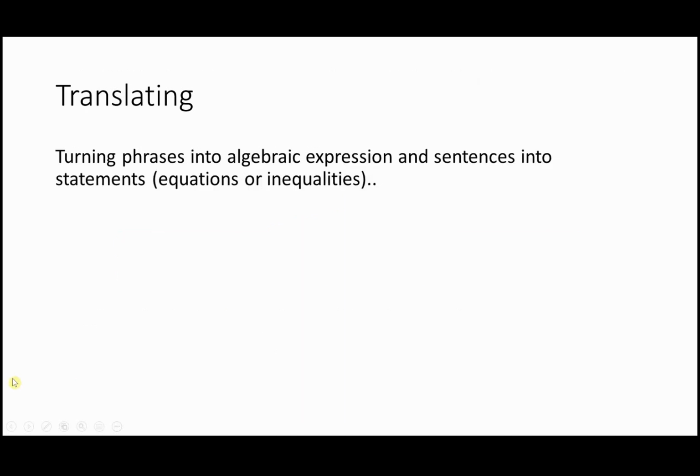Okay, moving on. Let's talk translating, okay? This is turning phrases into algebraic expressions and sentences into statements, equations, or inequalities, right? So depending on the phrasing, we want to be able to turn some English language stuff into mathematical stuff. It's translating just like you would when you speak different languages.